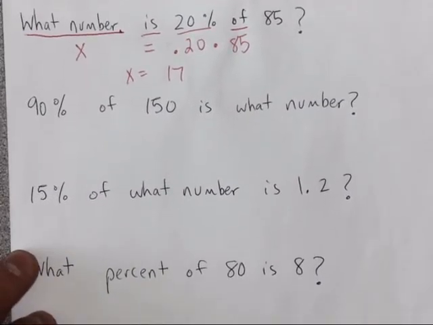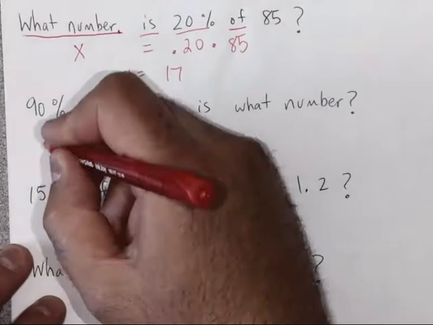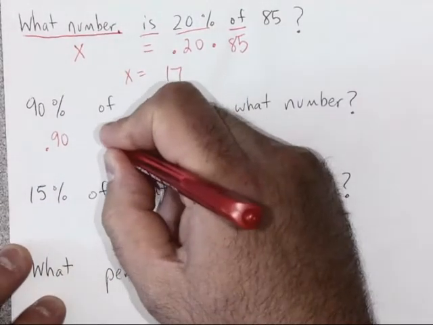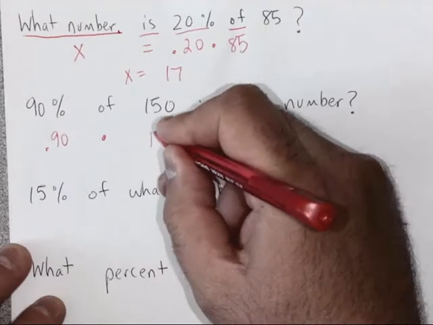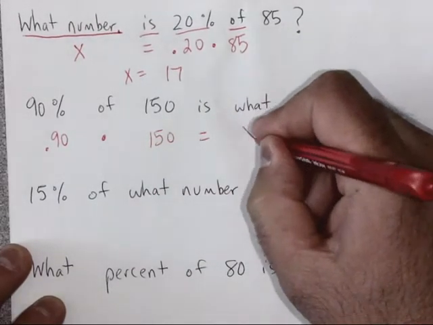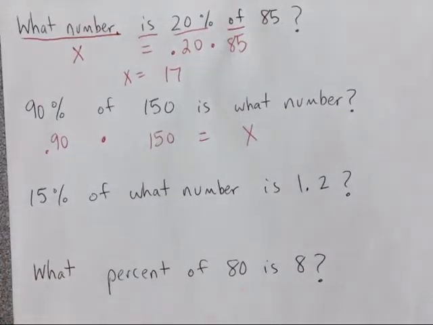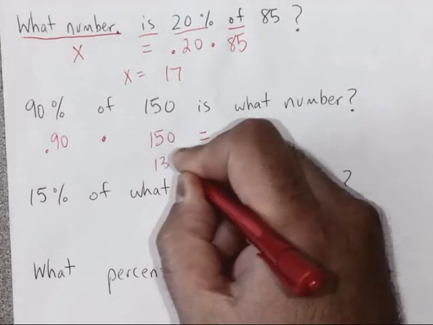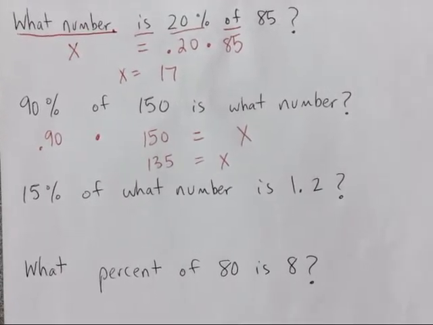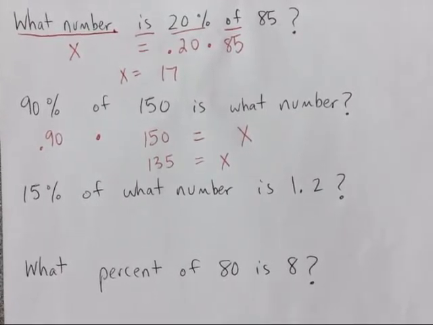Next type, 90% of 150 is what number? So convert the percentage to a decimal. Of means times, 150, is means equals. What number is x? So once again, we just need to multiply 0.90 times 150 here to find the value of x. Alright, so those are one type of these kinds of problems.